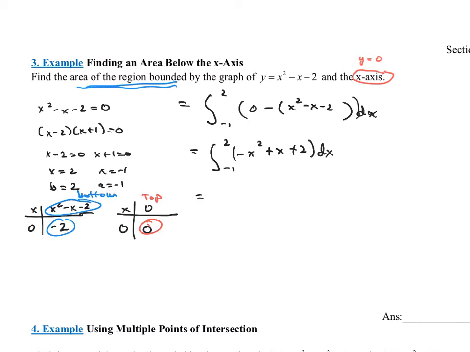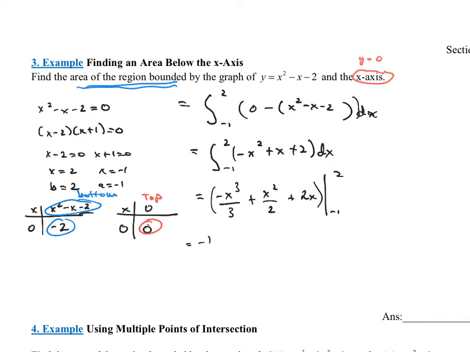Now I integrate each term. The integral of negative x squared is negative x cubed over 3, or negative 1/3 x cubed. The integral of x is x squared over 2, or 1/2 x squared. And the integral of 2 is 2x. Again, I don't need my plus c because I am evaluating this from the numbers negative 1 to 2. I go ahead and plug in each one of those numbers. I plug in the top limit minus the bottom limit.